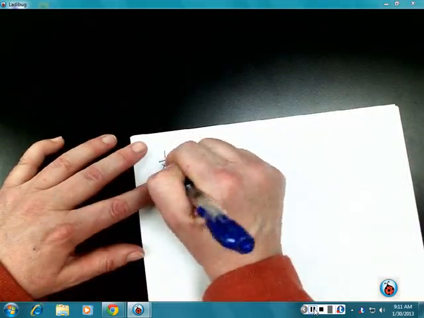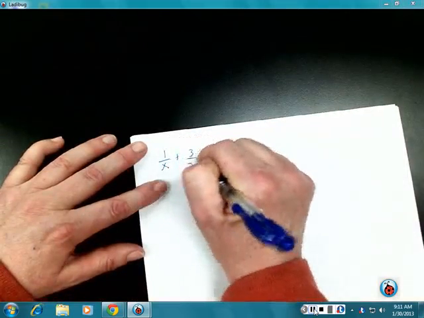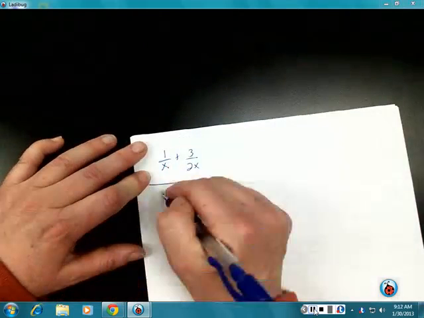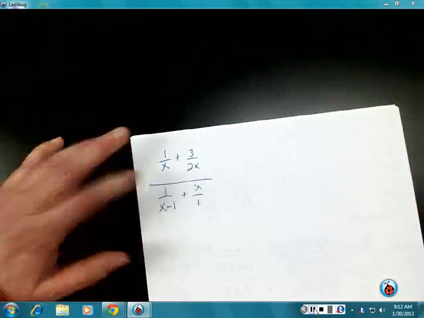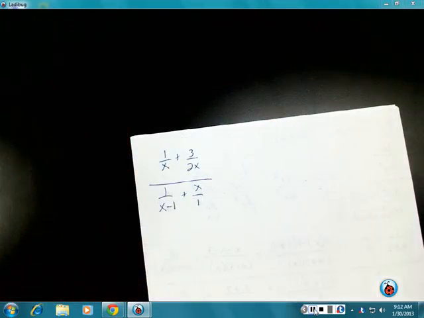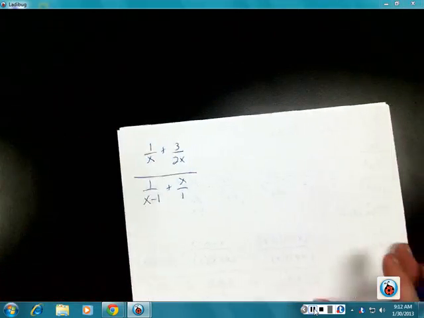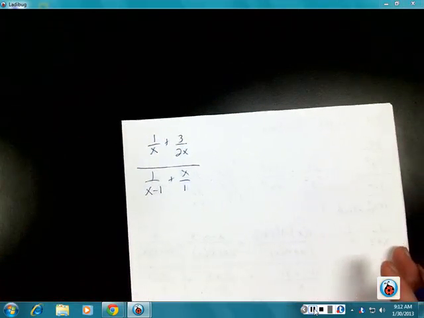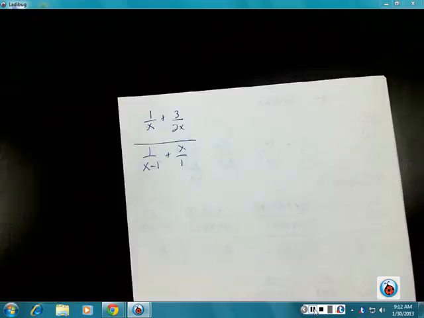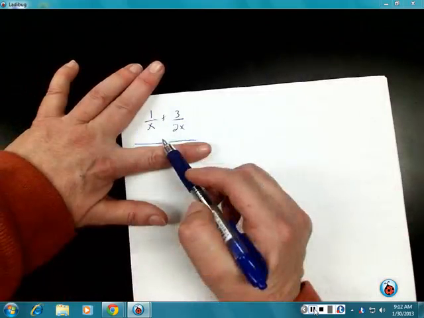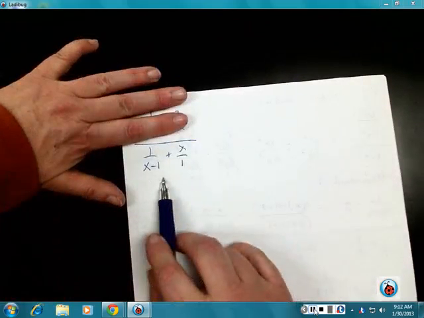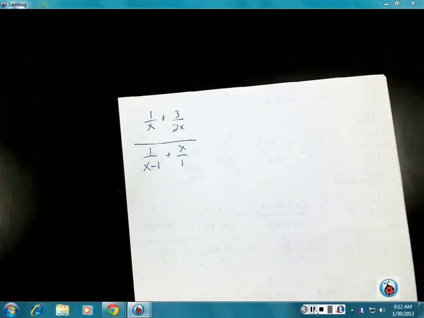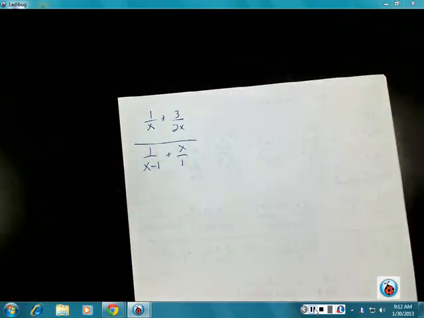1 over x plus 3 over 2x, all over 1 over x minus 1 plus x over 1. So if I did that one, I could end up going through and working with each separate problem. I find my common denominator here, and then I do the bottom one and work it all out and come up with my answer. But I think we'll take another look at method 2, because you're probably really going to find it's going to save you time doing method 2 as opposed to method 1.